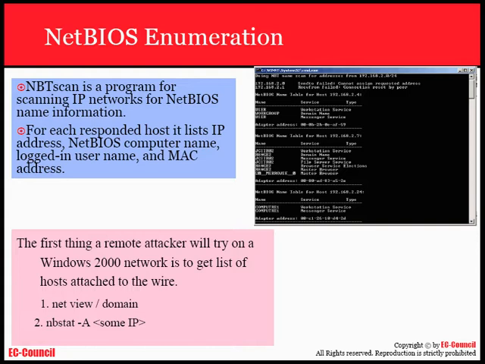So the first thing I'm usually going to try on a Windows 2000 or 2003 network is to get a list of all the different hosts that are attached, because then I can find the host machine that will allow me to attach this way. So I'll typically do a net view, and then I'll put in the domain I want. And then after I get those names back, I will go ahead and use nbtstat to actually take a look at that information.